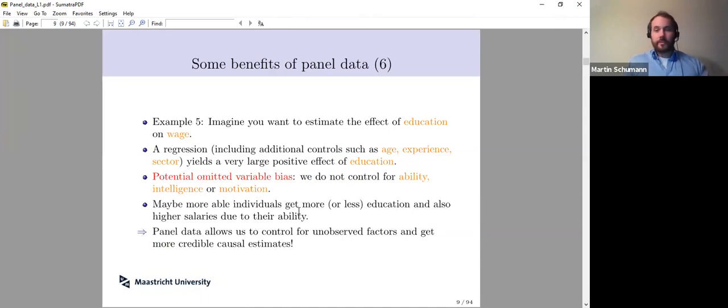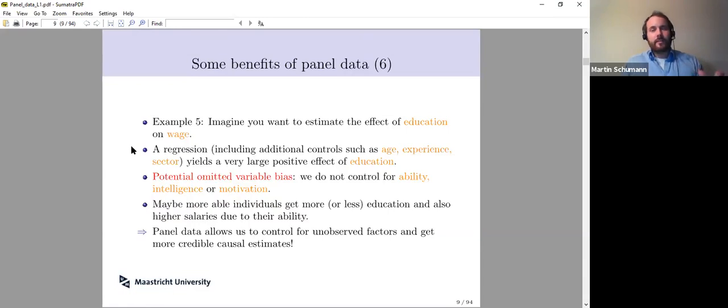Now, to give you an example of this, let's try to assess the effect of education on wage. So that should be very interesting to you. Does going to university actually help you in receiving a higher salary? You could try to estimate this by simply running a regression with wage on the left-hand side, and on the right-hand side you have the level of education, and you have some additional controls like your age, your experience, the sector, and all this kind of stuff, right? Now you do this and you find that there is a very large positive and significant effect of education. Wonderful news, right? Maastricht University is very happy. If you go to Maastricht University, you make much more money later on.